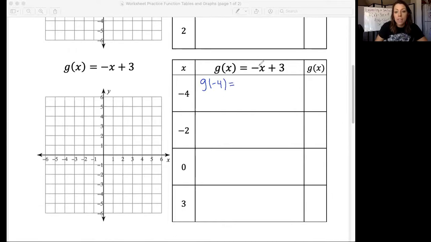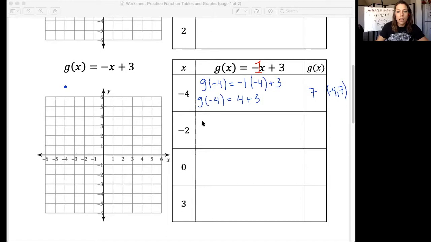Now, -x, that's a little bit tough. -x really means -1x. There is a hidden -1 there. So when you substitute in, you're really taking your input and multiplying it by -1. So this is -1 times -4 plus 3. So g of -4: -1 times -4 is 4, plus 3 is 7. So my input was -4, my output was 7, okay? My graph stops at 6, so I'm just going to eyeball it. There's -4, 7.